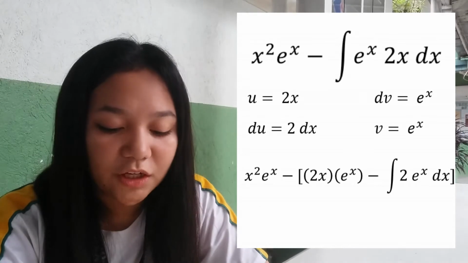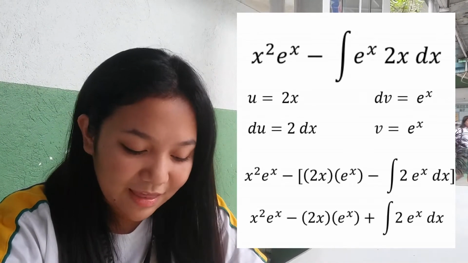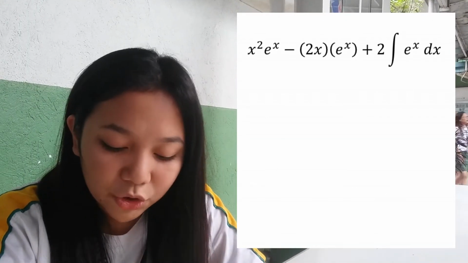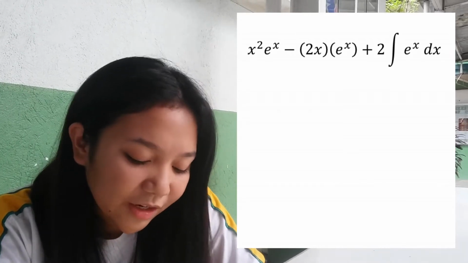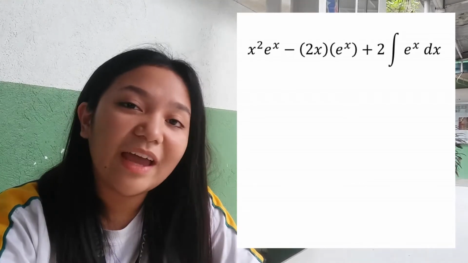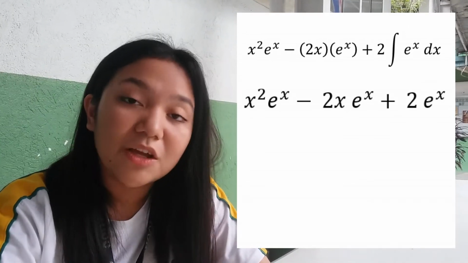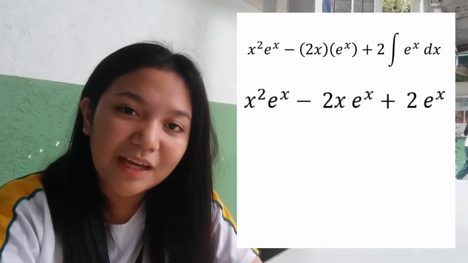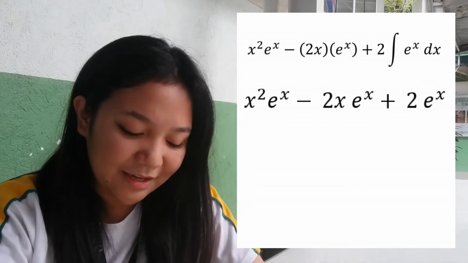To avoid confusion, distribute first the negative sign to the substituted values. Then, factor out the constant in the integral, which would lead to 2 times the integral of e raised to x. The integral of e raised to x is equal to e raised to x. So, the final answer would be x squared e raised to x minus 2x e raised to x plus 2 times e raised to x plus c.